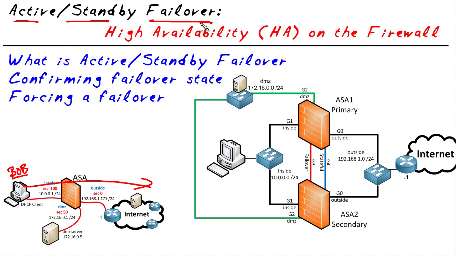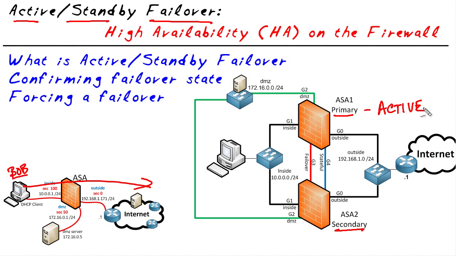Now to do this, the ingredients that go in the recipe for active standby failover is you need two firewalls. So why buy one when you can buy two at twice the price? So you get two firewalls and you configure one as primary and one as secondary. Now on a good day when these both boot up, they chat with each other, the primary one is going to take the role of being active.